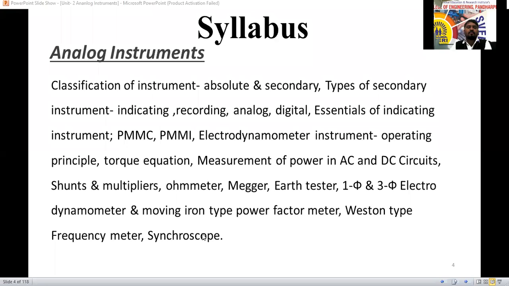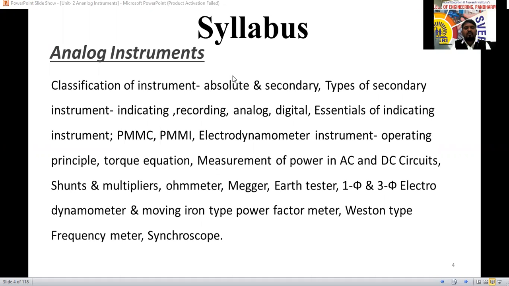Chapter number 16. So the syllabus of this chapter is analog instruments. We have taken this heading, but after seeing the syllabus, you can also call it measuring instruments, because a majority of the concentration of this chapter is analog instruments only. Second, based on that, we have to discuss classifications of instruments. The measuring instruments are mainly classified into how many types, we are going to discuss.